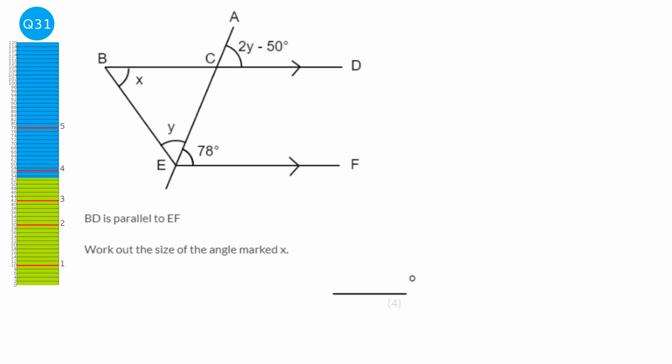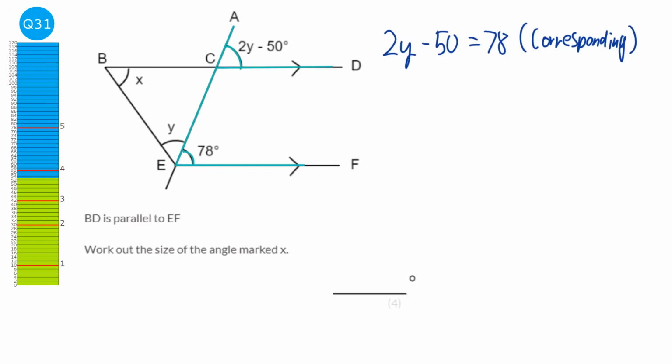To find out what the value of x is, we first of all have to find out what the value of y is. And we can notice that we've got two sets of parallel lines here, and a line going through them. And we've got these F angles, which we have to call corresponding angles. So we know that 2y minus 50 is equal to 78. And we must write down the reason. So corresponding angles.